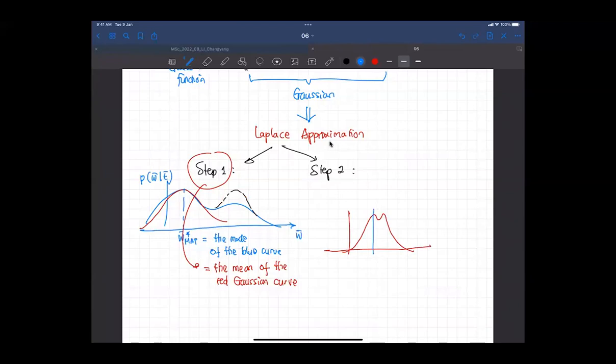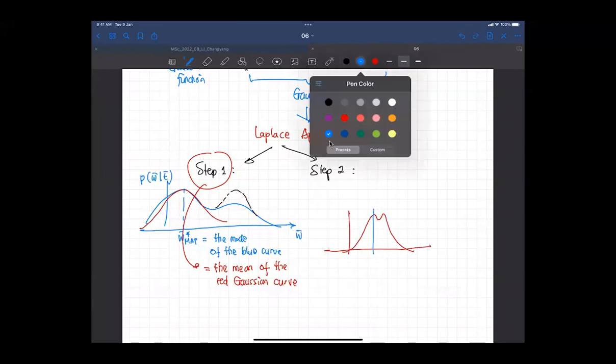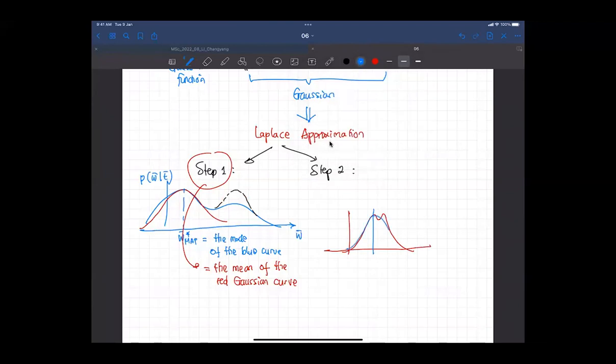For the mode, you just choose one of them, for example that one. If you do the approximation, it's not bad anyway, unless the modes are very far apart. If they are very far apart, it means that the Gaussian approximation is not good in the first place.